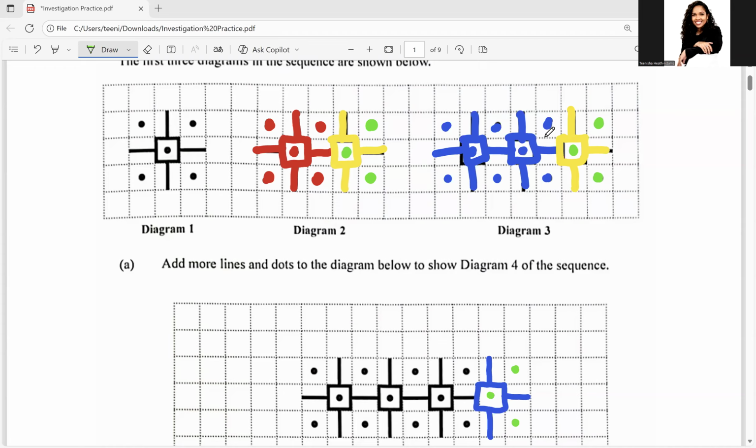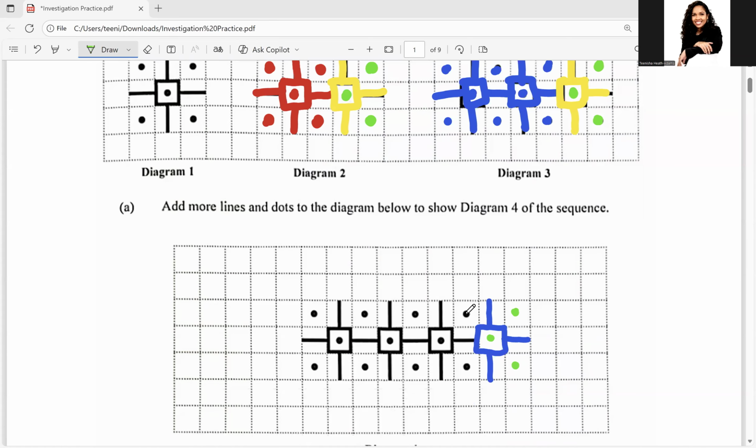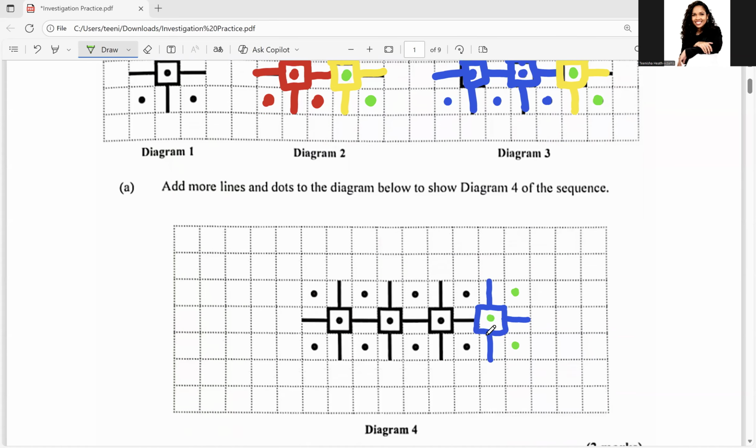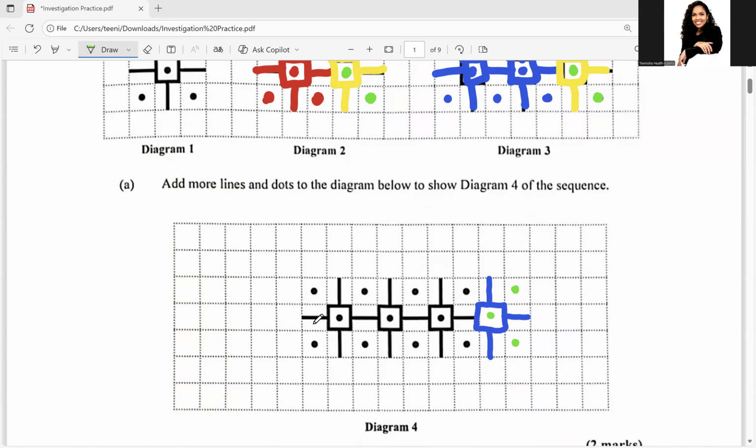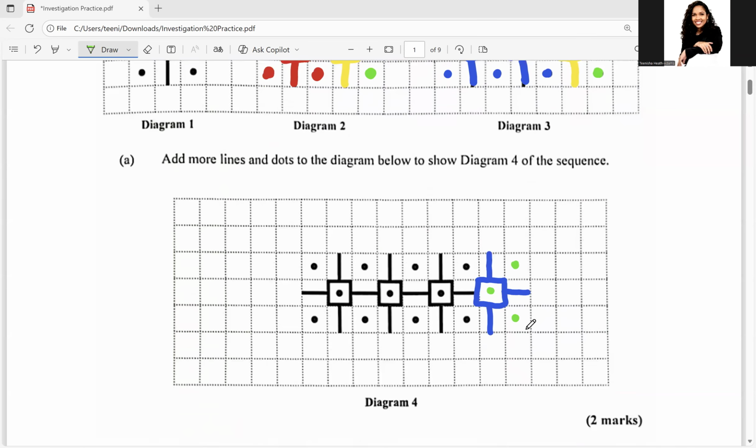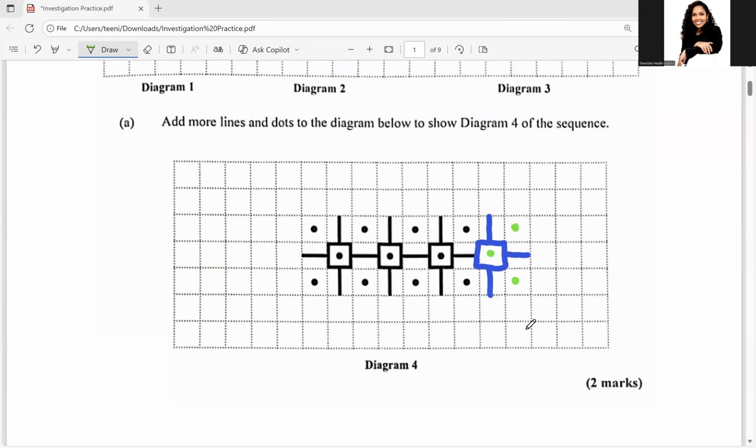Then the third diagram had what was in the second diagram, that's in blue, plus the same 7 new lines and 3 new dots. So it is expected then for your fourth diagram to have what was in your third diagram plus 7 new lines and 3 dots. All right? And that's 2 marks, girls.